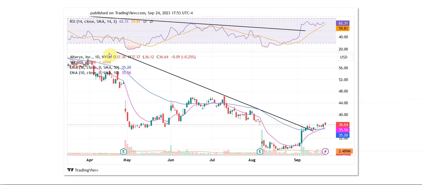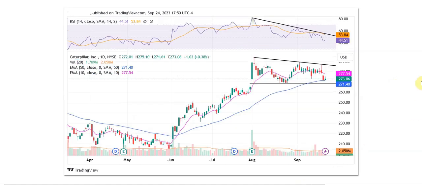Next, AYX, Alteryx. This one, good news. It broke its downward trend line 2 weeks ago, I believe. The moving averages have crossed. RSI broke its trend line. It's trading above 50. So that is still looking good for now. Okay, anything can change. AYX.